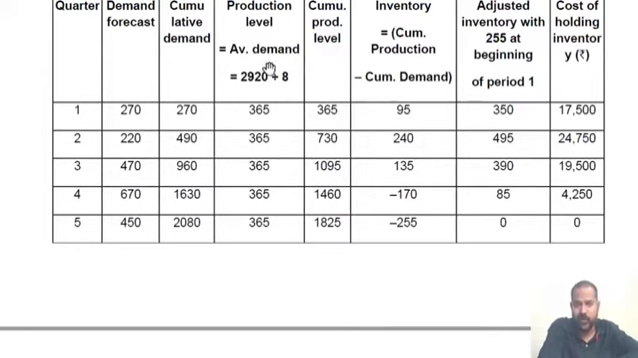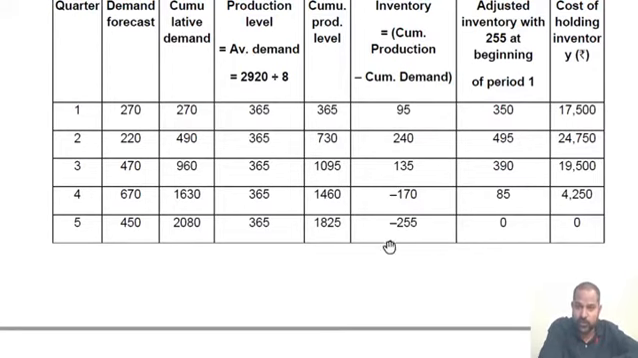Production level, yes. 2920 divided by 8, which is 365. So what I wrote is quarter demand and then production level. Then they did cumulative production level. I don't know why these cumulative columns are written. I have no idea. Now you start adjusting inventory.